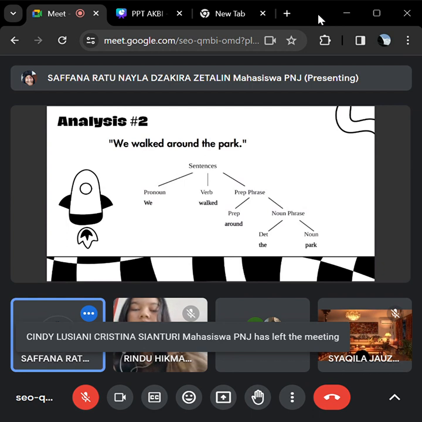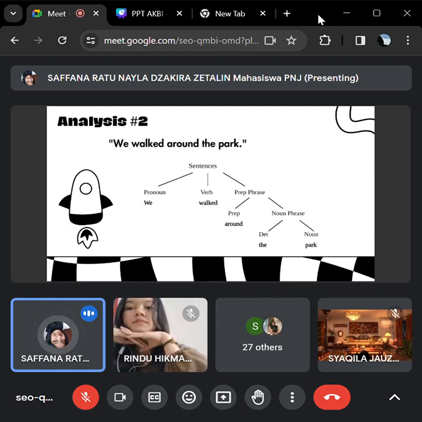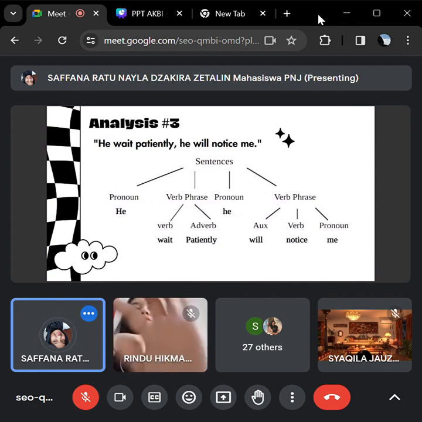Analysis two: "we walk around the park." We is a pronoun, walk is a verb, around the park is a prepositional phrase, around is a preposition, the park is a noun phrase because the is a determiner and park is a noun. Analysis three: "he waits patiently, he will notice me." He is a pronoun. Wait patiently is a verb phrase because wait is a verb and patiently is an adverb. He is a pronoun. Will notice me is a verb phrase because will is an auxiliary, notice is a verb, me is a pronoun.